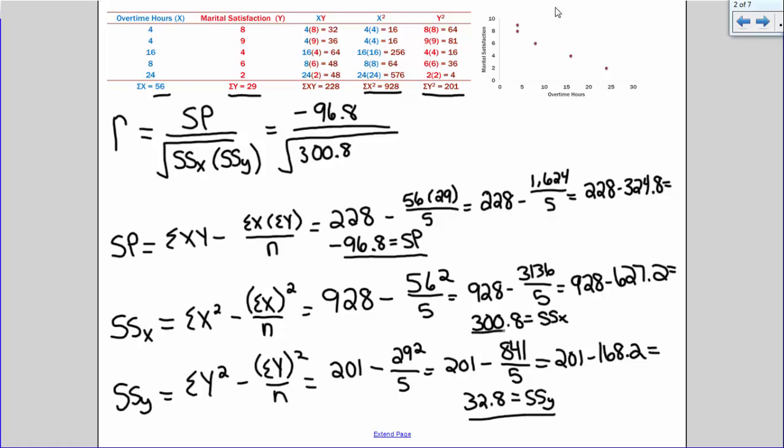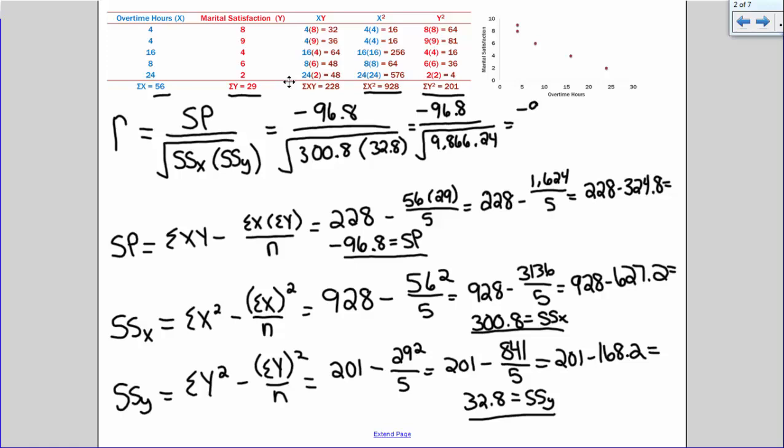It's always nice to rewrite what you found right next to the values so that it's easy to go and plug it into the formula that you need eventually. So now we have everything that we need to solve for our correlation coefficient. So the first thing we're going to do is multiply the two values in our denominator. So I'm just going to rewrite negative 96.8. Keep my square root. Don't forget to keep that square root. If you forget that step, it's going to mess you up. And then I take 300.8 times 32.8, and I get 9,866.24. Now the next step is I'm going to take the square root of that number.